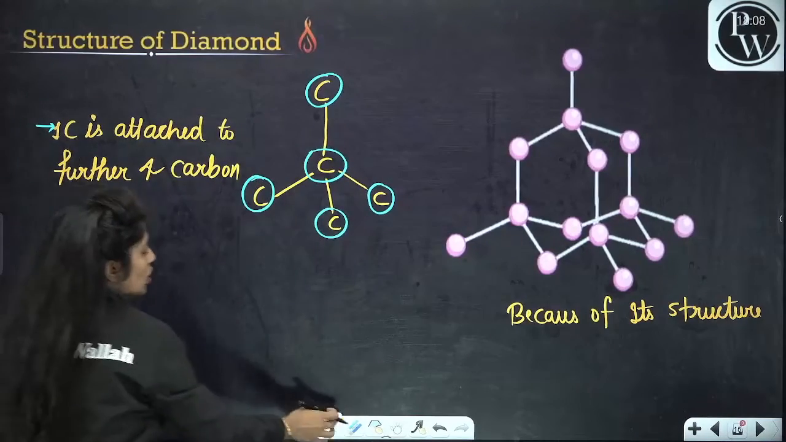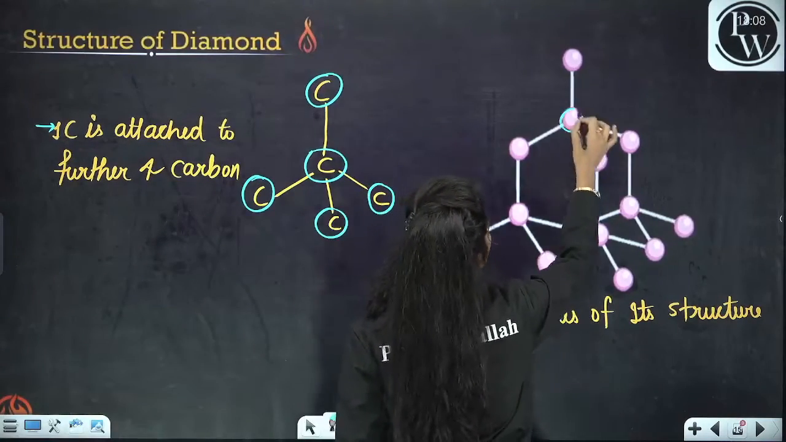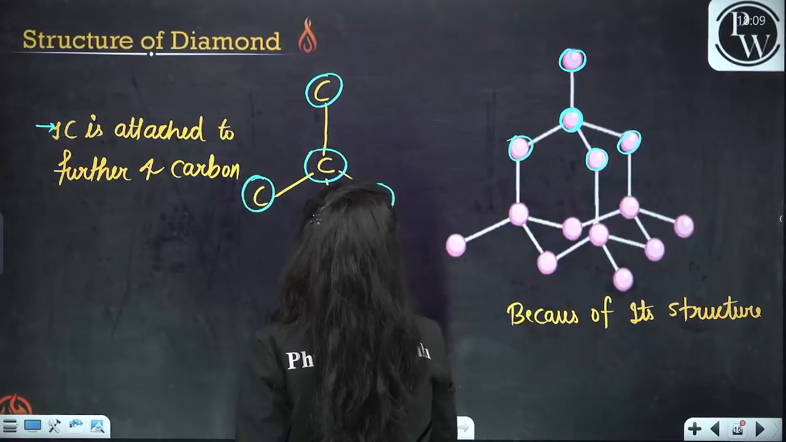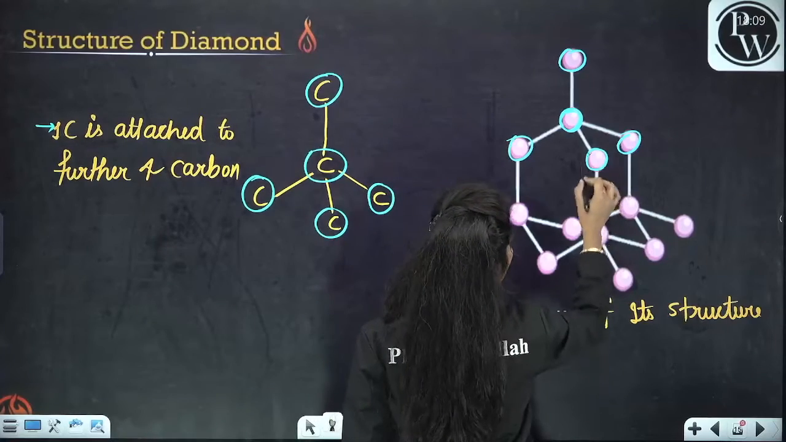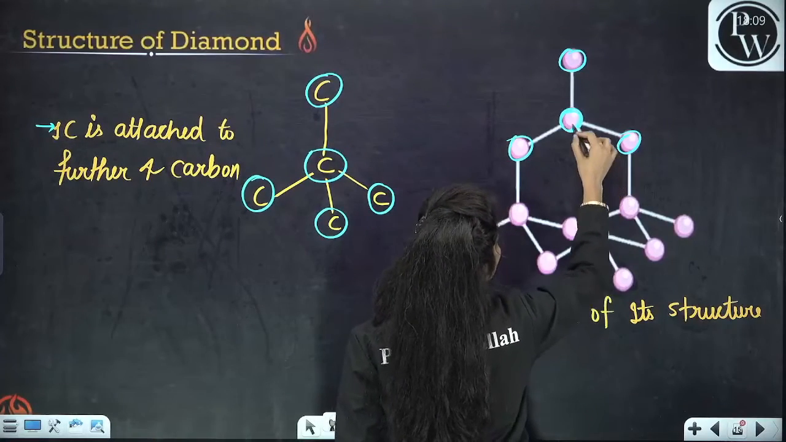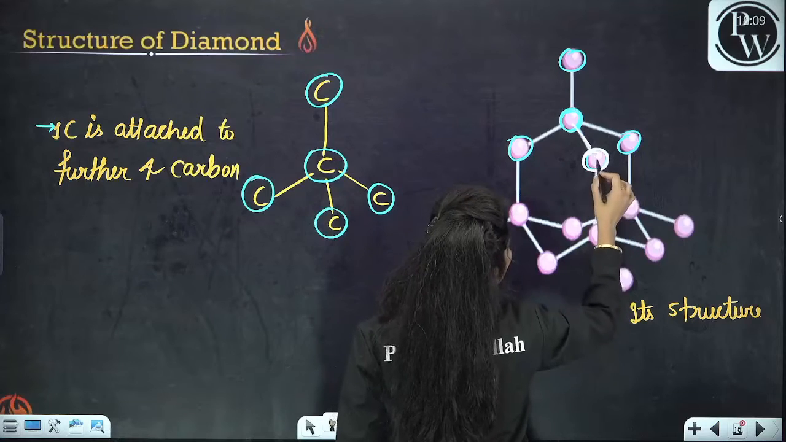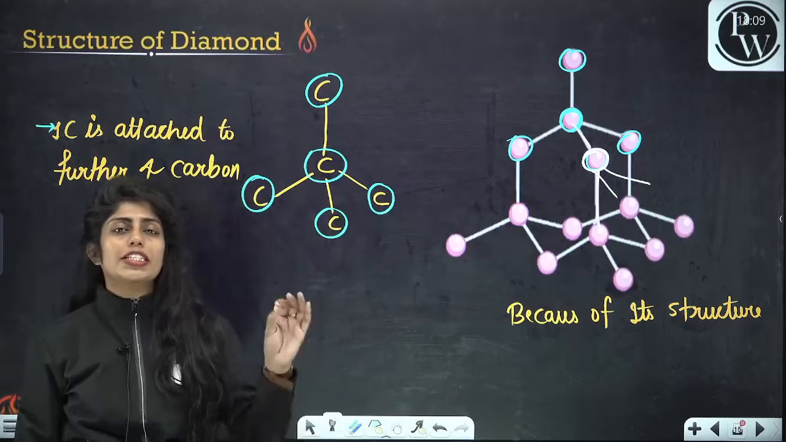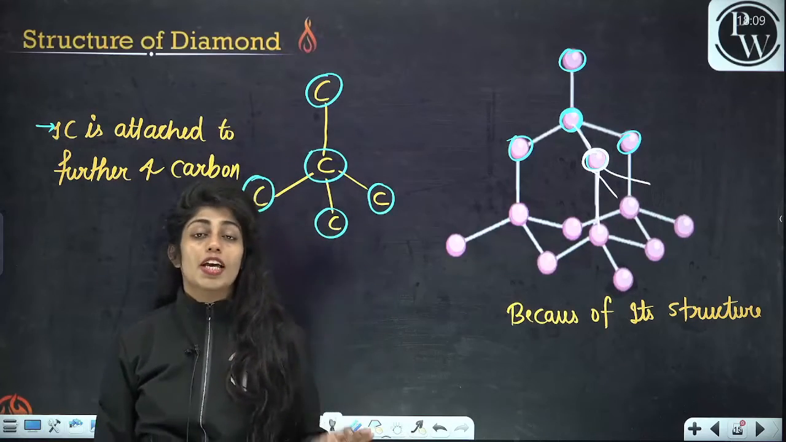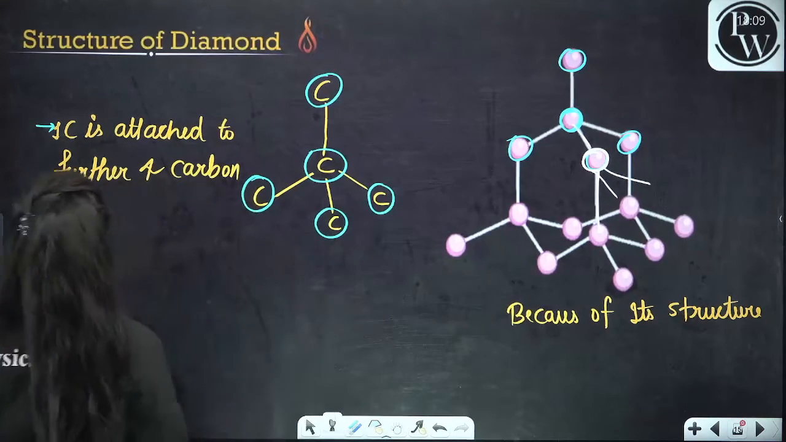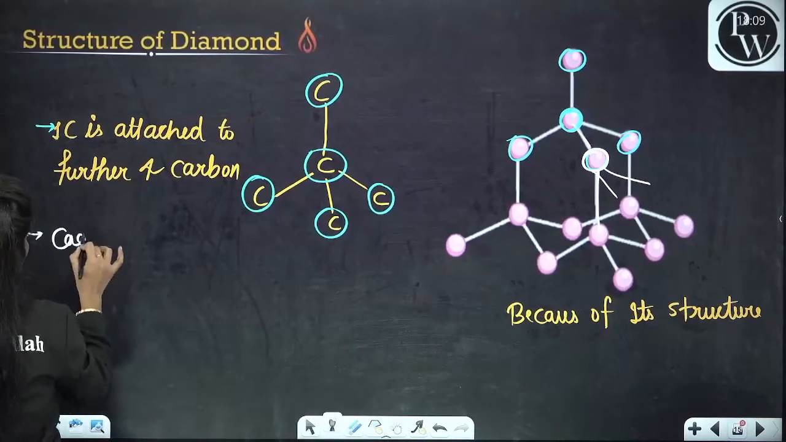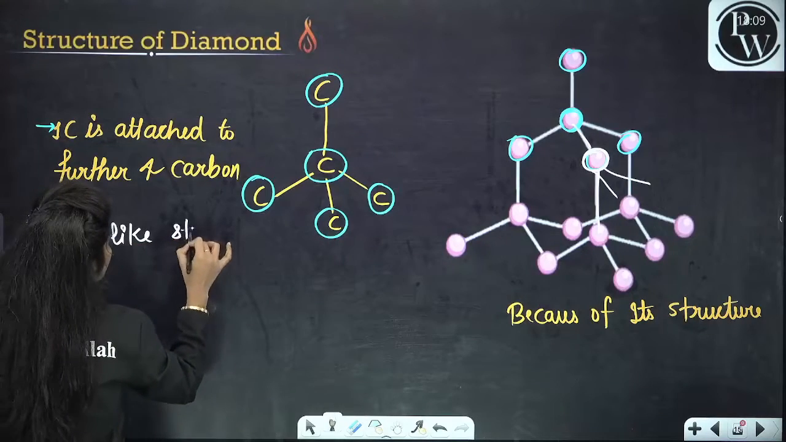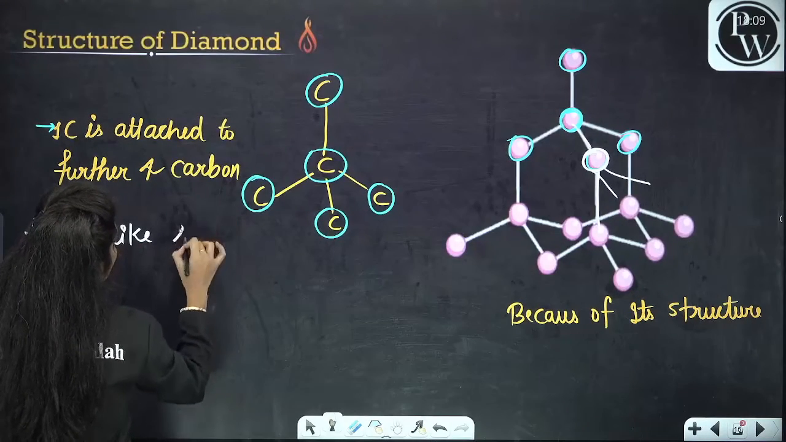Is it true? Let me know. Of course. Here you can clearly see. Let's suppose this is your carbon, so 1, 2, 3 and 4. Suppose we have this carbon in the center, right? It is attached to 1, 2, and then we will have 3 and 4 carbons. Every carbon is attached to further 4 carbons. You need to understand this. Also, it is forming a cage-like structure.